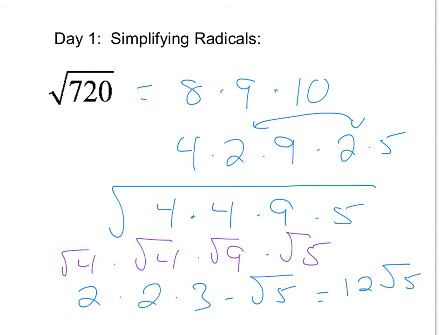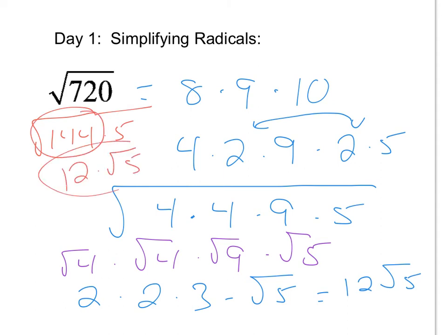If you're really good with numbers, maybe you could have seen right away that 720 is also root 144 times 5. Well, root 144 is 12, so we have 12 times root 5. And it's the same answer as we got down here. Hey, hey.